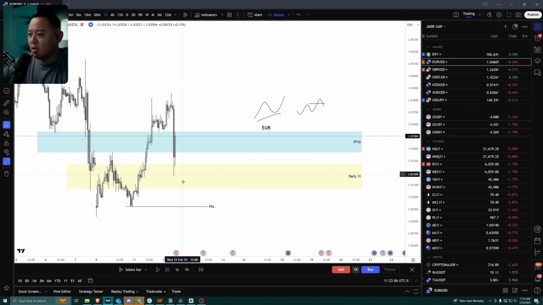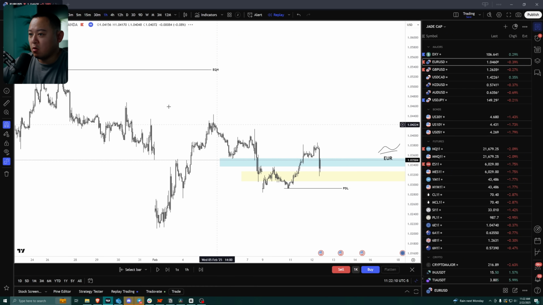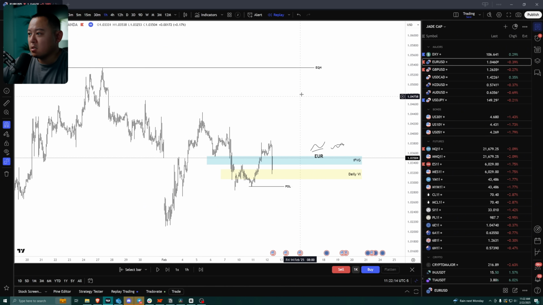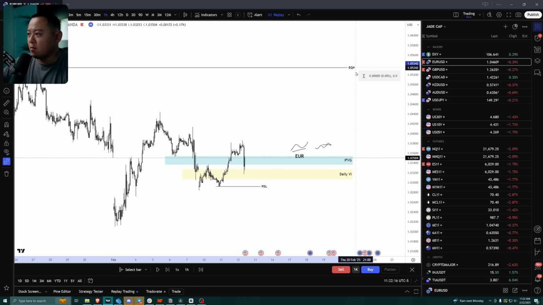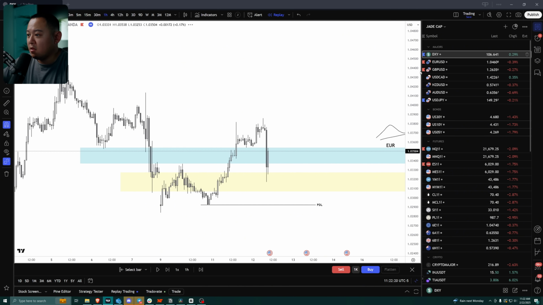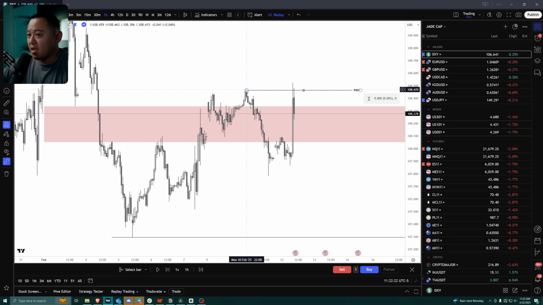A daily volume imbalance as well as a daily inverted fair value gap. And our draw is all the way up here. Our draw is all the way up here in the form of equal highs. So really what we're looking to do is just go long, because we're assuming that this run on this previous daily high is a false run on liquidity.